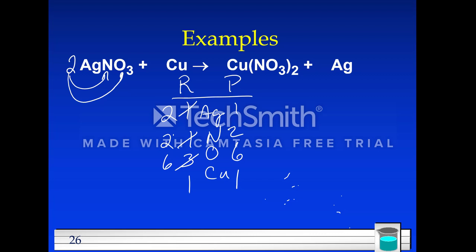And now I need to fix the Ag on this side. I need to make it bigger. So I need to end up with a 2. What do I have to put in? I have to put a 2 so that silver is now a 2.